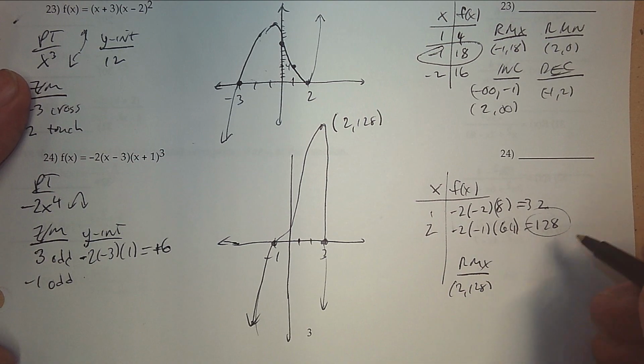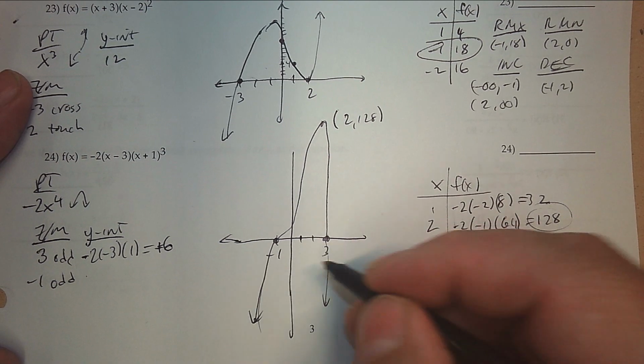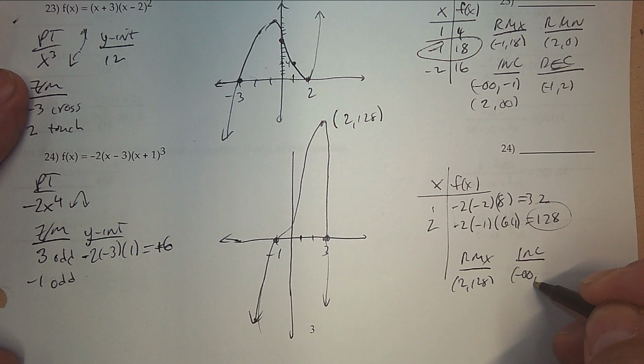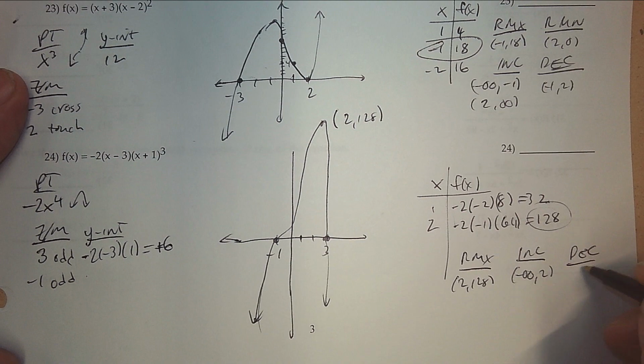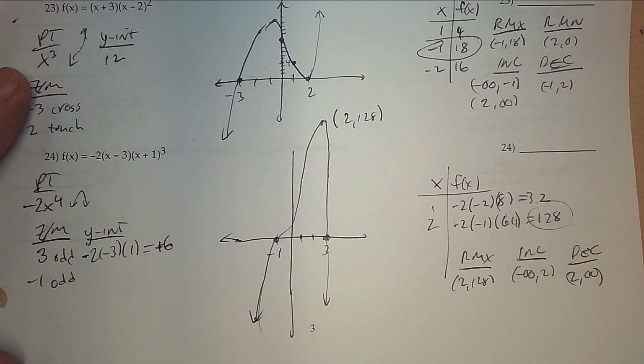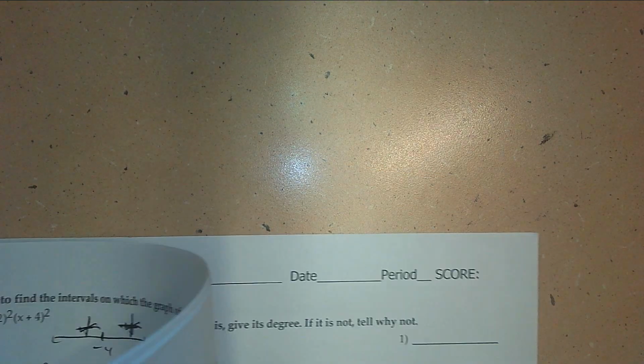We have no minimum, because there's no low turning point. It increases from negative infinity to 2, and it decreases from 2 to infinity. So it increases and then decreases. All right, turn the page. Two more to practice.